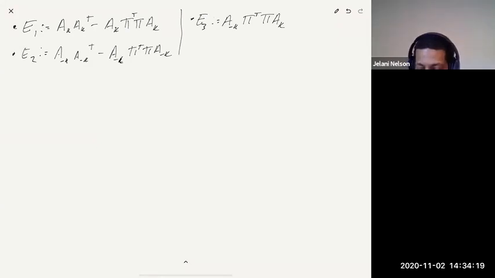Why didn't I write down the version without the pi's? There should be a transpose here. I forgot some of my transposes. Why didn't I also write down minus A minus K AK transpose? I want to look at the difference between the non-sketched version, AK transpose. Like, why didn't I write that down? Any takers?